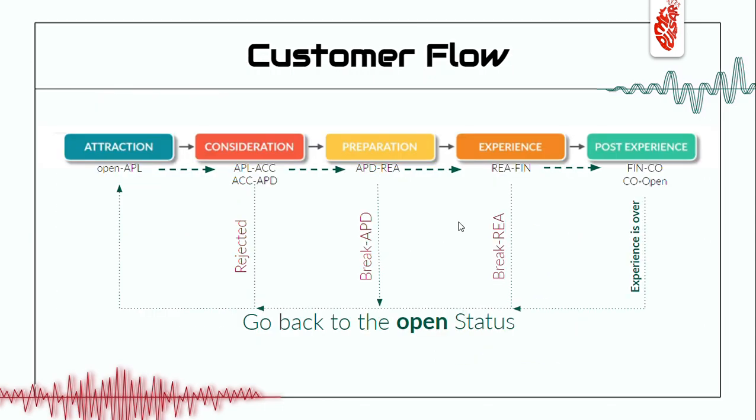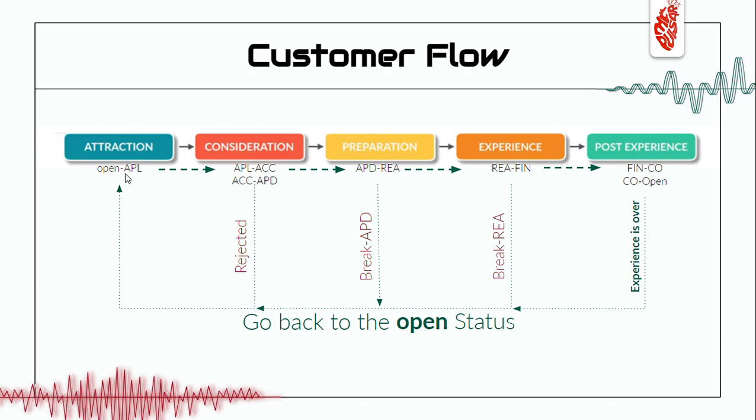So we're talking about the customer flow. You can see that the customer flow has only one way to go. It's from attraction to consideration to preparation to experience to post experience, and then from post experience we go back to attraction and to the open state.